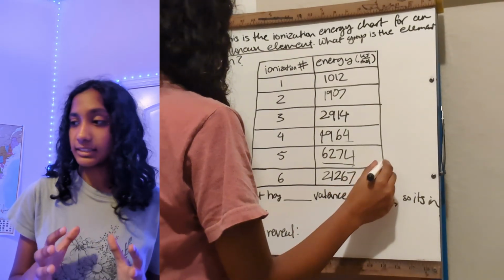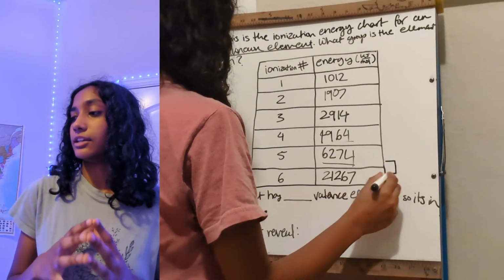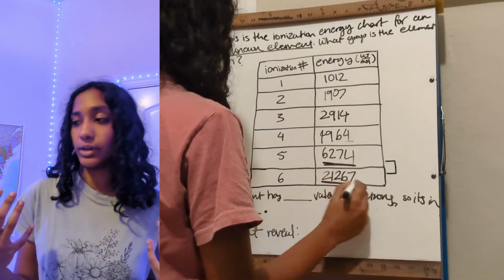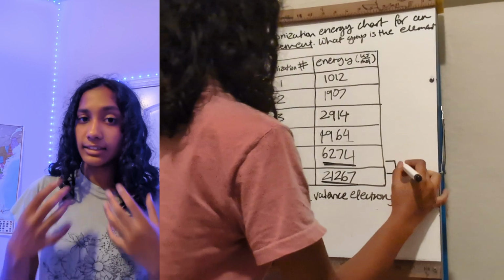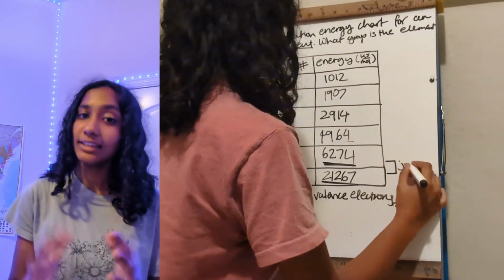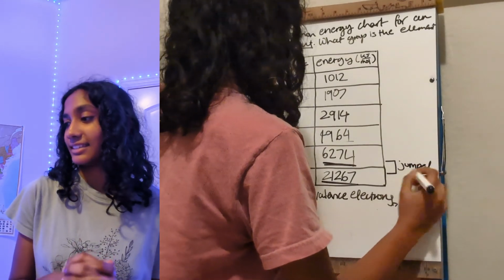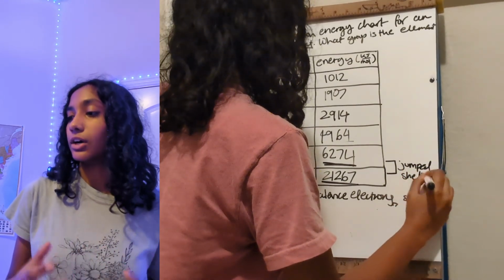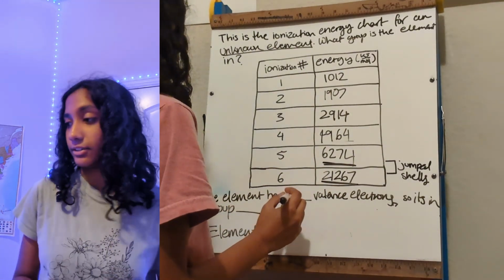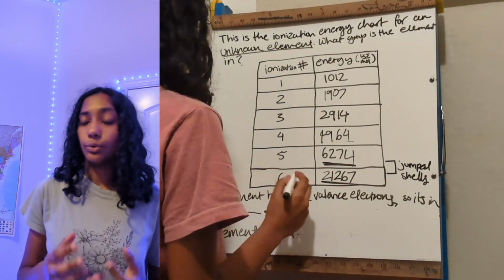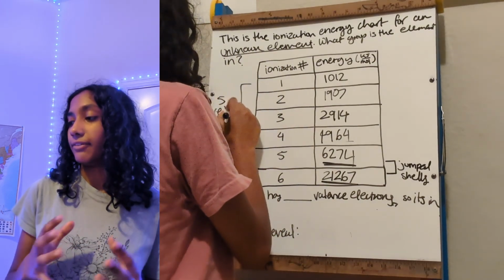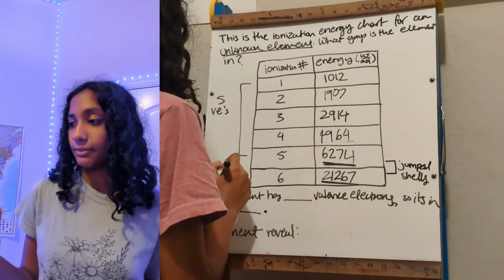But between the 5th and 6th ionization energy, there's a huge increase as we go from about 6,000 kilojoules to over 20,000. This indicates that between the 5th and 6th ionization energies, we've started removing electrons from an inner energy level, and we've jumped energy shells. So we're looking for an atom that has about 5 valence electrons, or 5 electrons on its outermost energy level.